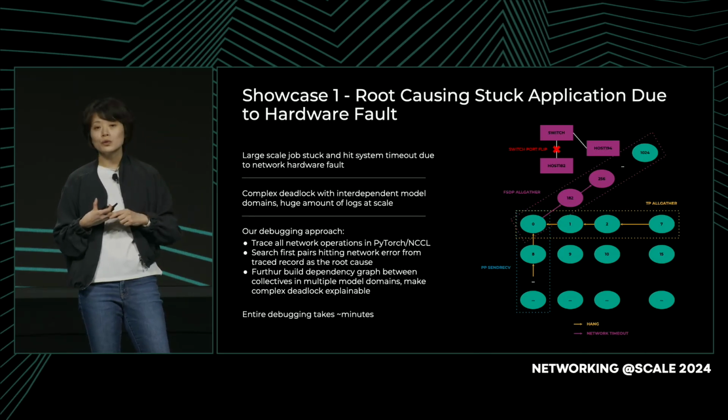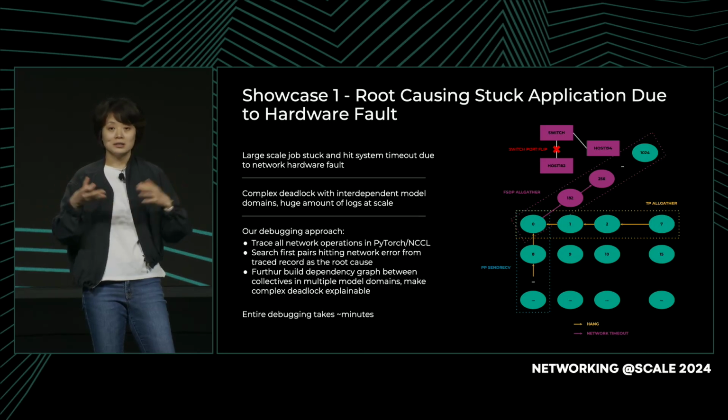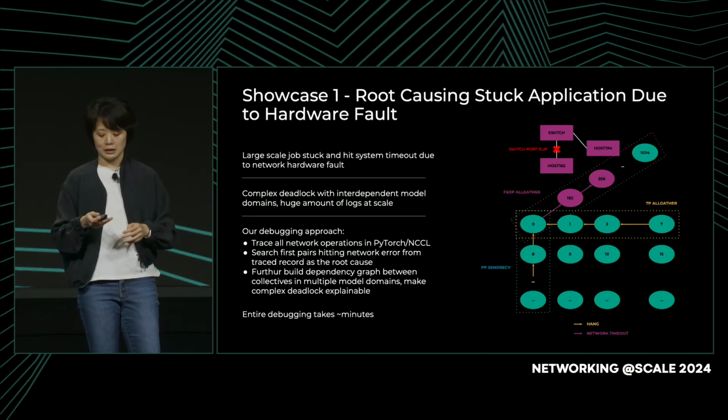Now we know those two processes in the FSDP all-gather are the first ones getting stuck, and all the other ranks are stuck just because of the cascading scenario. The entire process takes just a couple of minutes for us to get this root causing pair. In addition, this system also allowed us to generate a dependency graph that can explain to engineers why two ranks being stuck caused the full system to be stuck across different collectives.